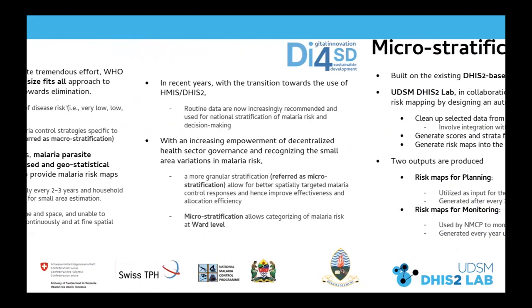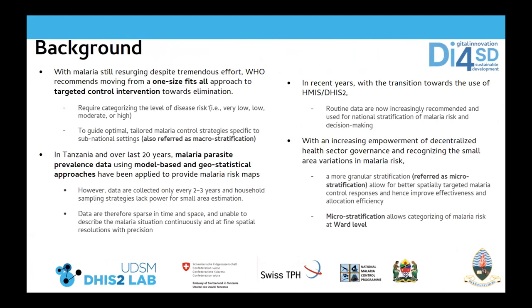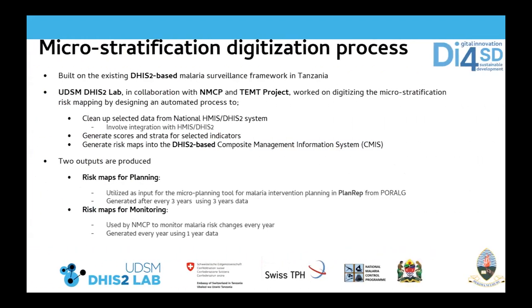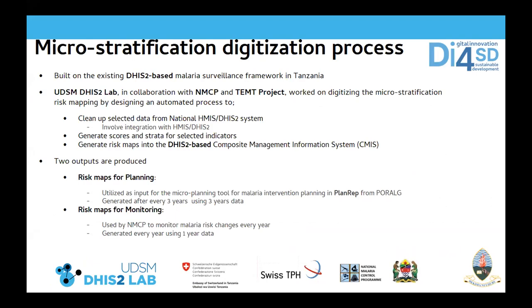As I said initially, they had used the malaria parasite prevalence. They established thresholds around what can be very low, moderate, and so on. But going towards using the HMIS data, they established their process to identify which wards are in what categories. So the DHIS2 and UNISM DHIS2 lab, in collaboration with NMCP and the Towards Elimination of Malaria project, worked on this stratification by designing an automated process that can help create those different categories.